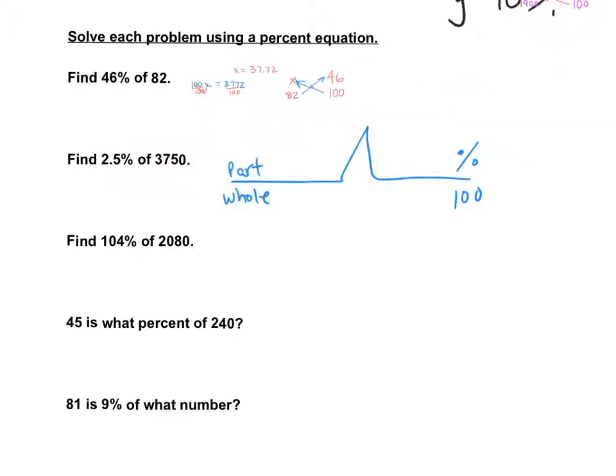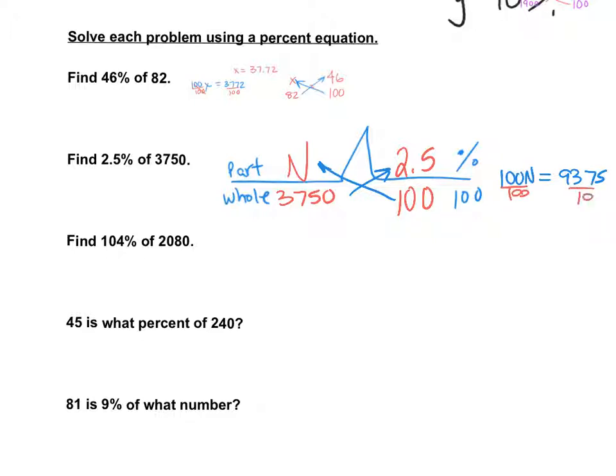So, good. The percent, the whole thing is 3,750. 2.5 per 100. So that means that the unknown is the part. When you cross multiply, you get 9,375 is equal to 100n. When you divide everything by 100, you get that n is equal to 93.75.